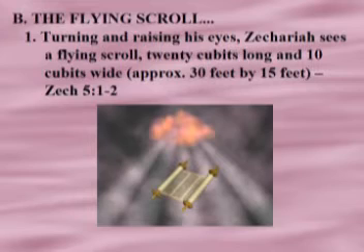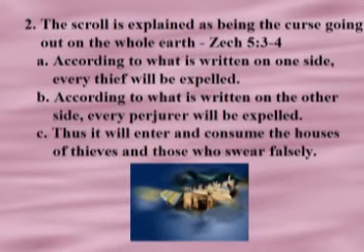b. The flying scroll. 1. Turning and raising his eyes, Zechariah sees a flying scroll, 20 cubits long and 10 cubits wide, approximately 30 feet by 15 feet. Zechariah 5:1 and 2. 2. The scroll is explained as being the curse going out on the whole earth. Zechariah 5:3 and 4.